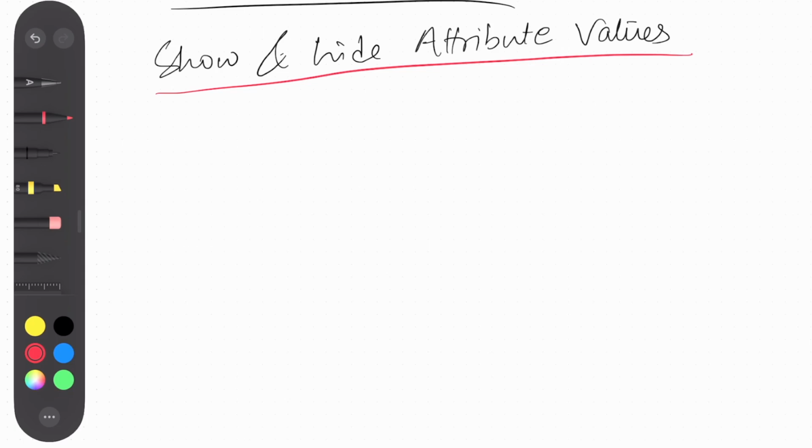So hello everyone. In the previous video we discussed how we can create a product, and based on that particular product how we can create a code. That's a simple thing. Now in this video we will discuss how we can show or hide attribute values. For that let's consider a particular scenario, and then we will go on.